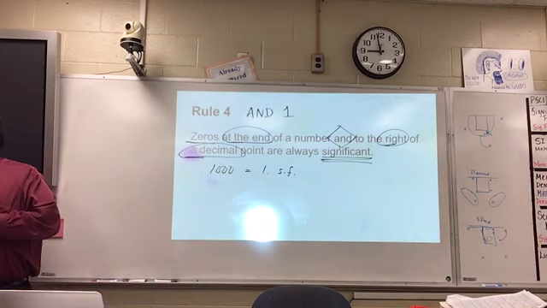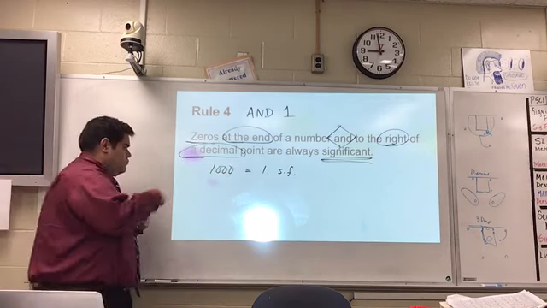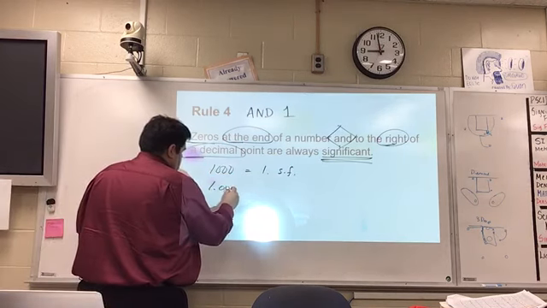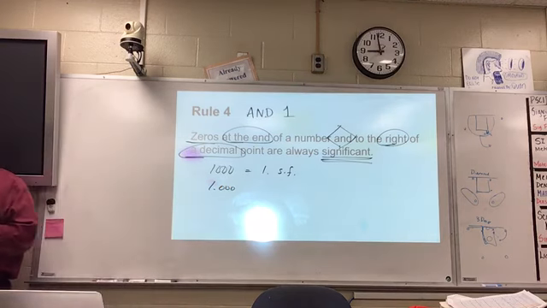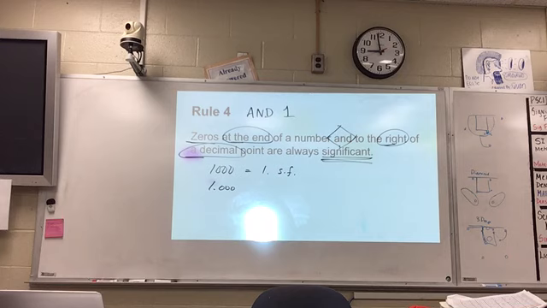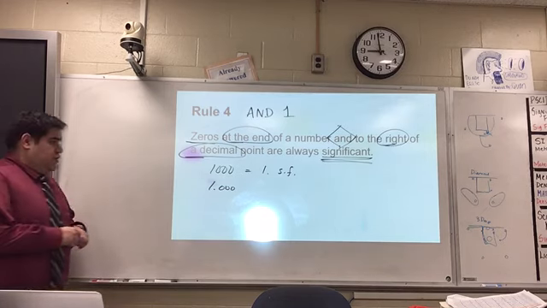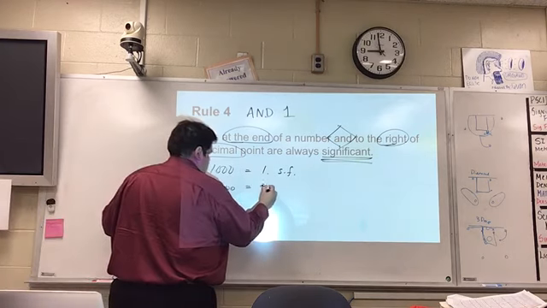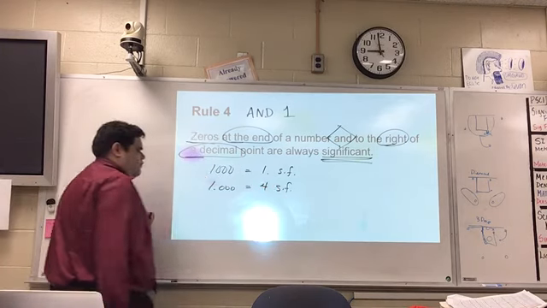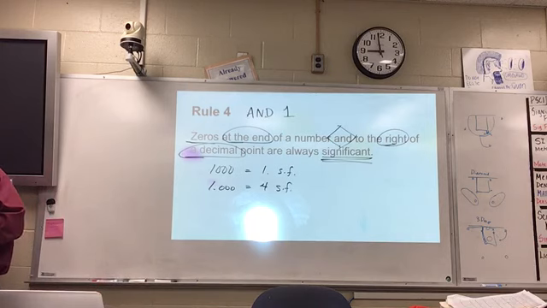Now, see that number I just drew on the board? 1.000. Those zeros, are they at the end of a number? Yes, they are. Are those zeros to the right of a decimal? Yes, they are. So do they count? Yes, they do. That's why this one here has 4 significant figures.